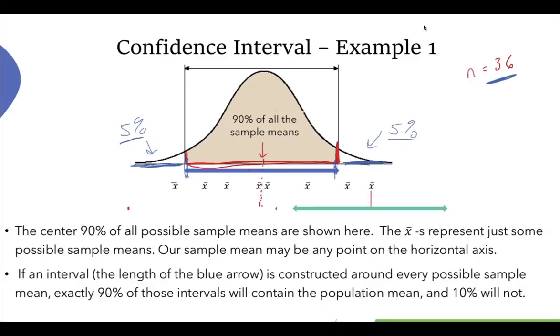And so that's why we say that we are building a 90% confidence interval, because we have confidence that the X bar we choose will contain the true population mean 90% of the time, but 10% of the time it will not.